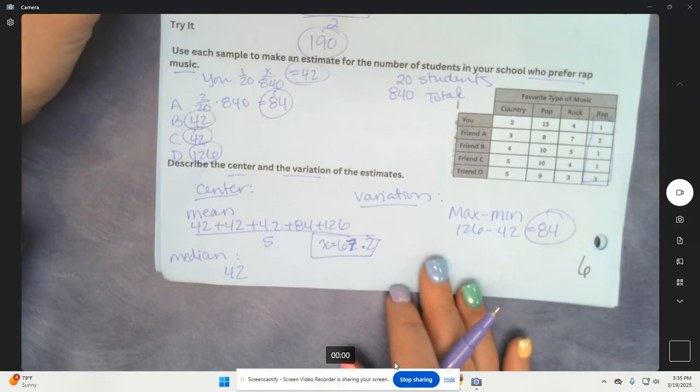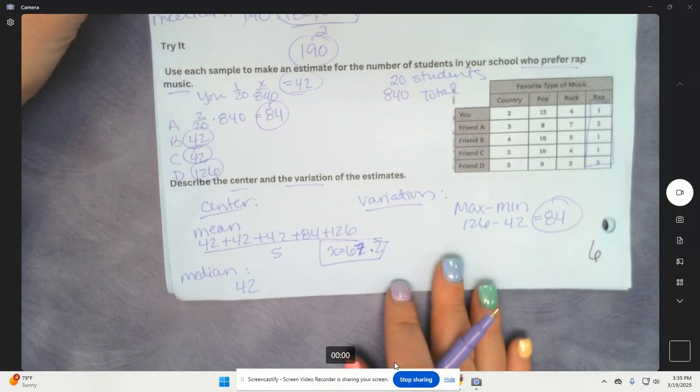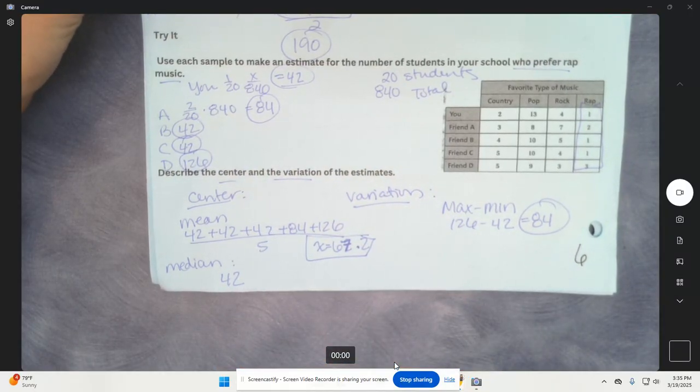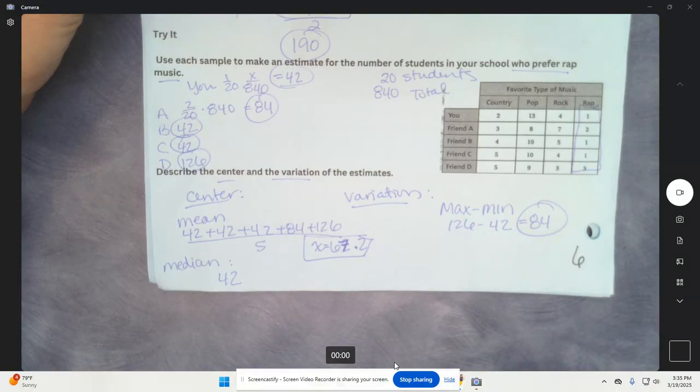Alright, here we have the answers to the try it part. You need to pause the video and make sure that you have the same answers that I do for the try it. And then you need to make any corrections that you see fit.